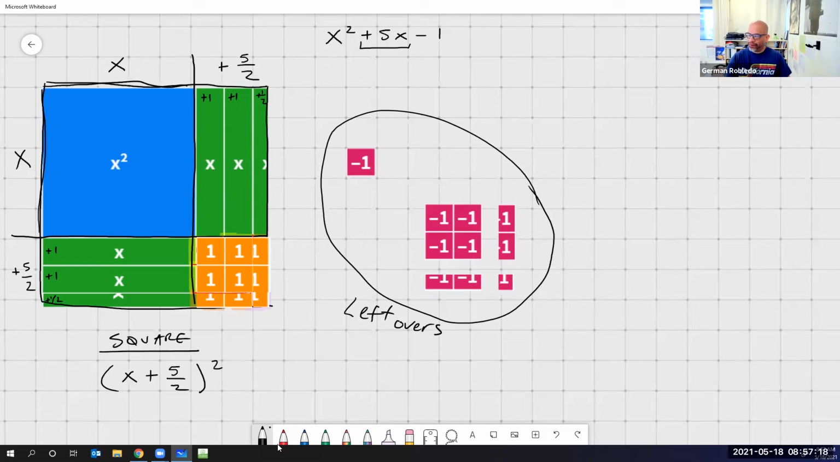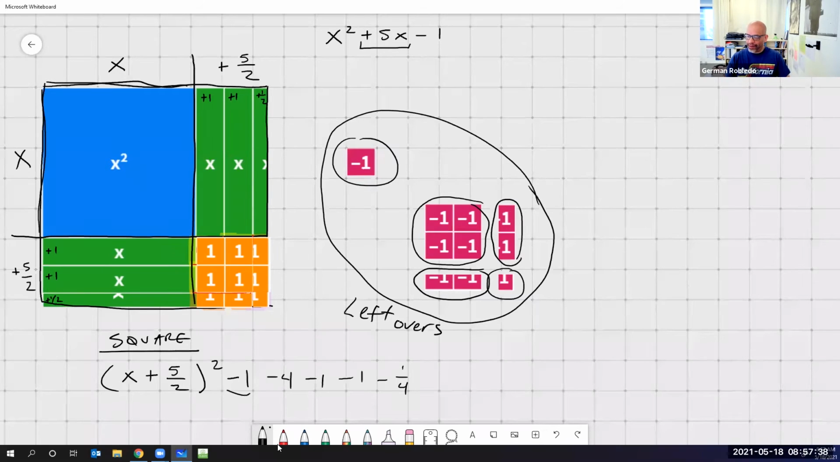And so let's see how much we have left over. So we have this -1. We have this here, which is -4. This is 1/2 and 1/2, so that's -1. This is 1/2 and 1/2, so that's -1. And then that's 1/4. So let's add all that together. So we have -1 and -4, which is -5, -6, -7, and 1/4. So I'm going to write this as x plus 5/2 squared minus, again, 1, 2, 3, 4, 5, 6, 7, and 1/4.